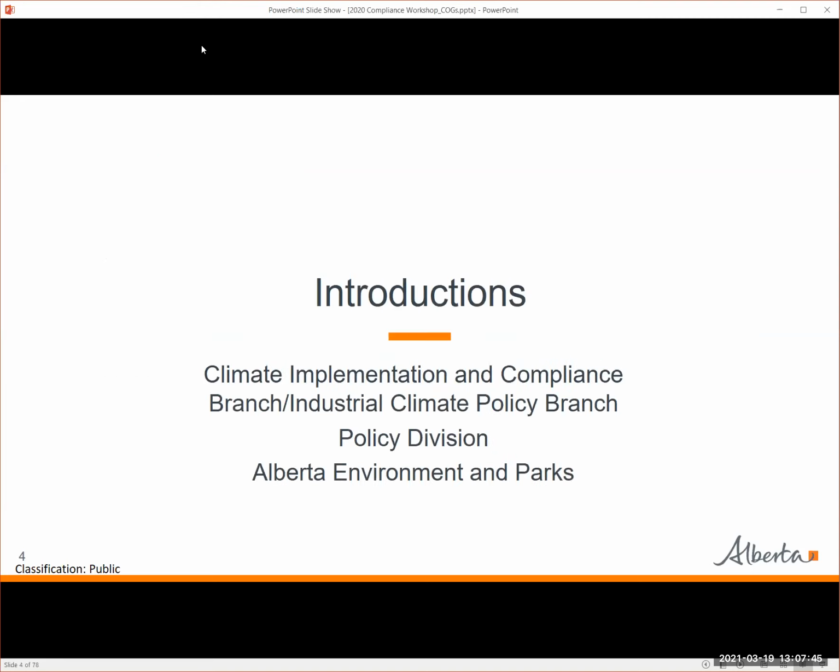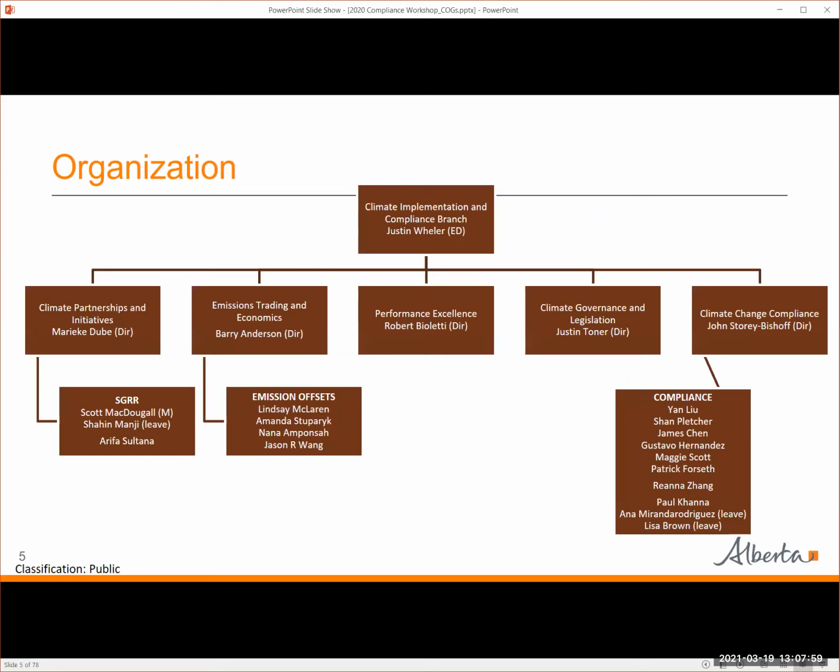Next slide, please. I'll start with a bit of an overview of our organizational structure, and some of the working units that focus specifically on the conventional oil and gas sector. Well, within the policy division of Alberta Environment and Parks, led by Assistant Deputy Minister Rhonda Golden, there are really two branches that focus on climate change. The first is the org structure pictured here for the Climate Implementation and Compliance branch. Justin Wheeler is the executive director of the branch.